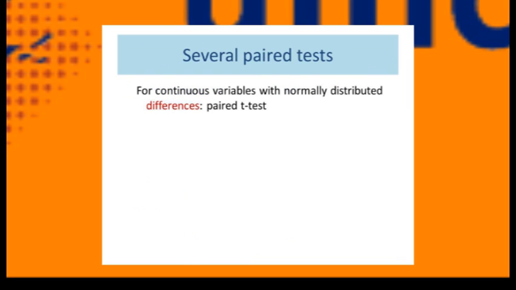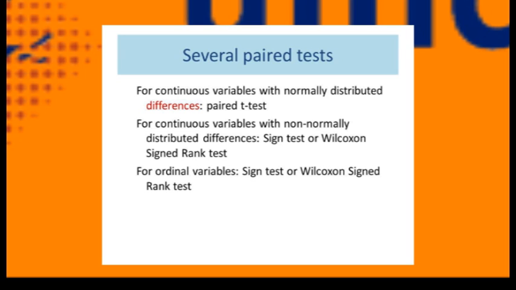In this video, we will see examples of several paired tests. If we have a continuous outcome variable and the changes between the related observations are normally distributed, we can use the paired t-test. If the differences are not normally distributed, or the data are ordinal, we can use the sign test or Wilcoxon signed rank test. For binary paired data, we can use McNemar's test.